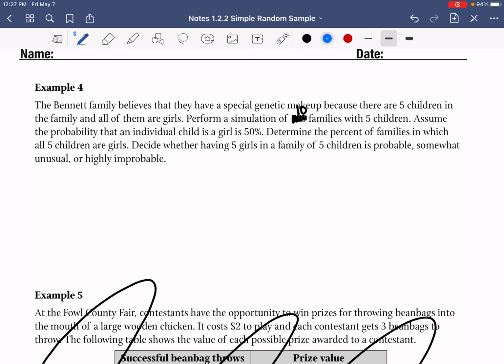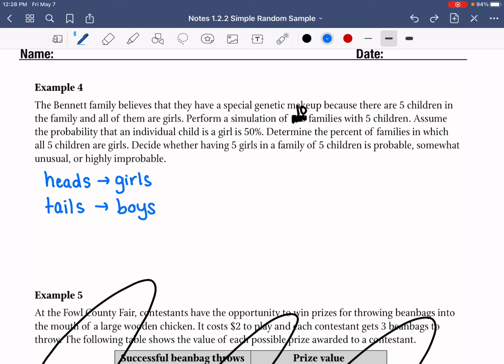Okay, so what I'm going to do is something with a 50-50 chance. You can hear I have 5 pennies right here. I'm going to do heads for girls and tails for boys. I'm going to perform my simulation for a family of 5 children, because I have 5 pennies, so each of them represents 1 child. We're looking at how many of them are girls. We want to know the probability of families that will have all 5 girls, and if that is probable, somewhat unusual, or highly improbable.